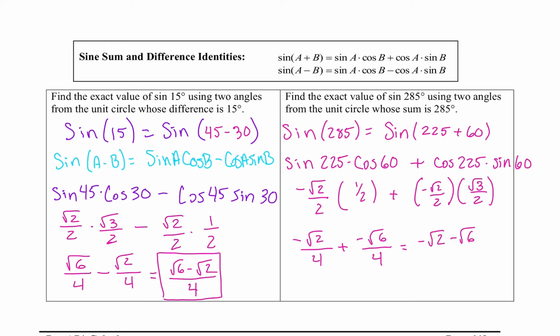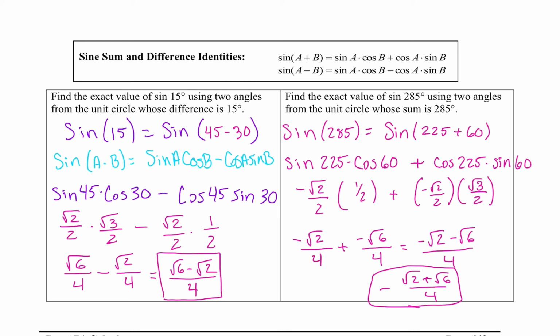We know that negative square root of 2 plus negative square root of 6 is really going to become negative square root of 2 minus the square root of 6 over 4. But since they both have a negative, I could factor that negative in front and make it negative square root of 2 plus the square root of 6 over 4. So we would want that answer. Notice that answer looks very similar to the last answer. That's going to happen every single time with these problems.